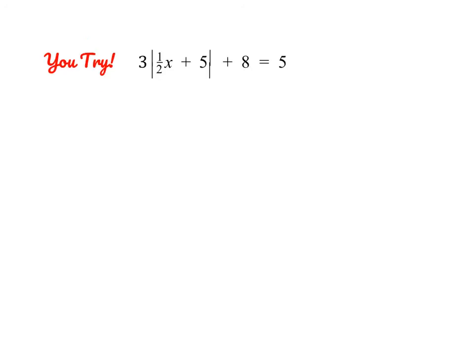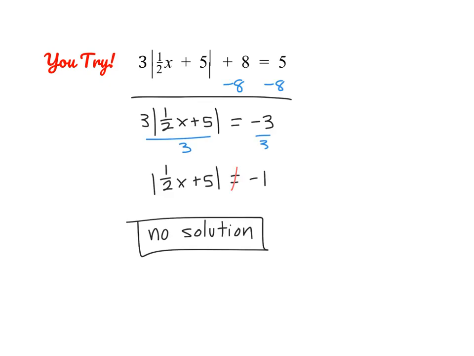All right, here is the last example for today's video. Go ahead and pause the video, try it on your own, and we'll check your answer in just a few moments. All right, so go ahead and check. So here again, in your process of isolating the absolute value, we end up with absolute value of 1/2 x plus 5 equals negative 1. And remember, the result of an absolute value expression must always be positive. So this is actually a case where your answer does not exist, so it's no solution.